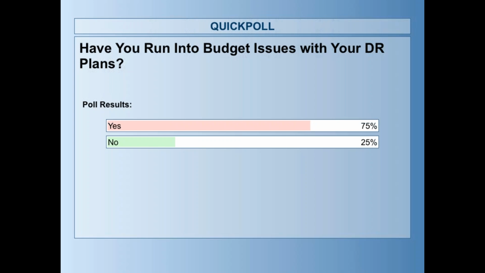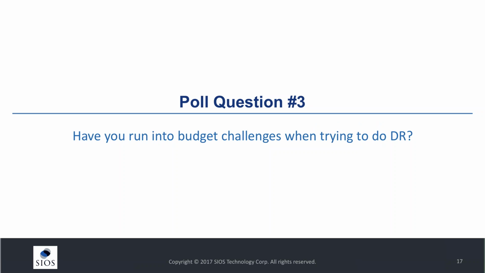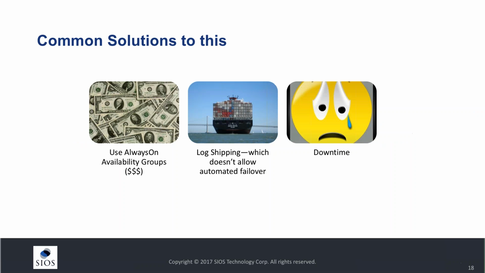Yeah, so I'm surprised that 25% of you have had no budget challenges with DR. Pretty much from the start of my career as a DBA, whenever we brought up DR, it was a bit of a challenge because, frankly, it doesn't appear to be a value add for the business. So the most common solutions we see are always on availability groups in the cloud anyway. That's kind of the Microsoft recommended standard.